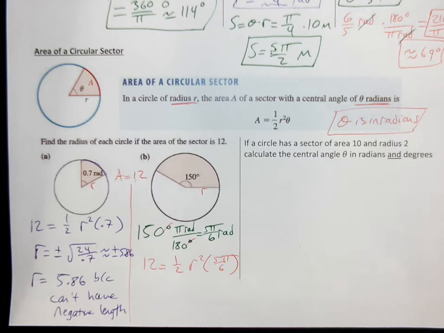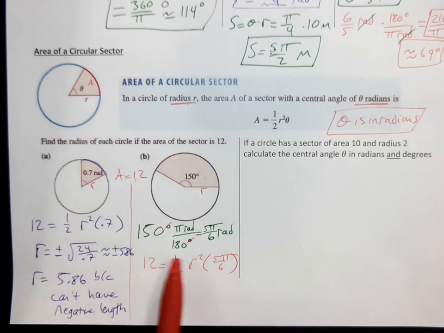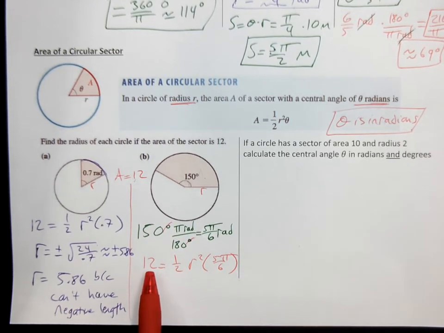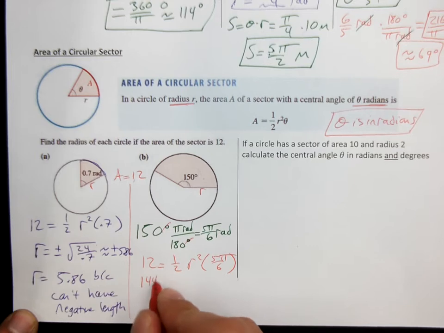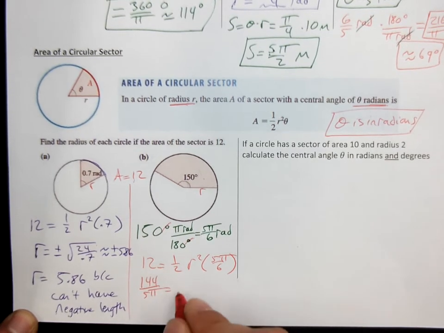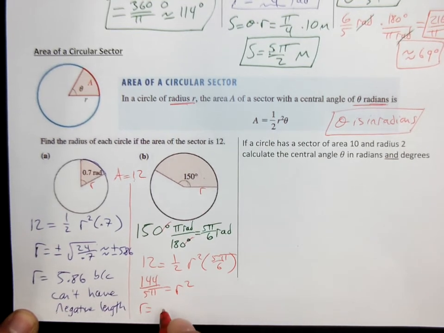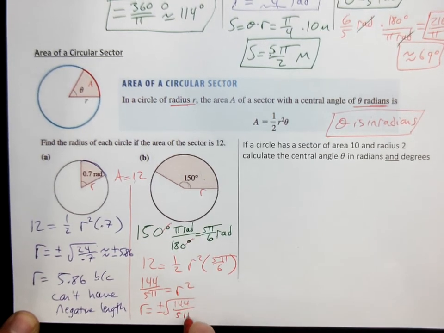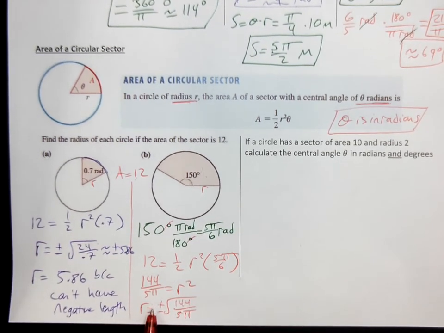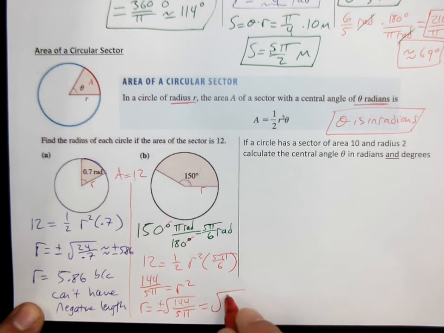Again, I'll let you think about the algebra here, but we would multiply the 2 over to get 24. We multiply by 6. That would give us 144. And then we divide by 5 pi, and so we'd have 144 over 5 pi equals r squared. And so that means r equals, I'll do the same thing again, the square root of 144 over 5 pi. We get plus or minus again, because we took a square root. We only want the positive one, and so we just take the positive one.